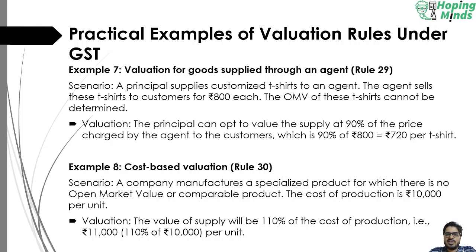Then cost-based valuation. Cost-based valuation is dealt with in Rule 30. A company manufactures a specialized product for which there is no open market value or comparable product. The cost of production is 10,000 per unit. So here the valuation will be done as per Rule 30, and the value of supply will be 110% of the cost of production, that is 11,000, being 110% of rupees 10,000 per unit.